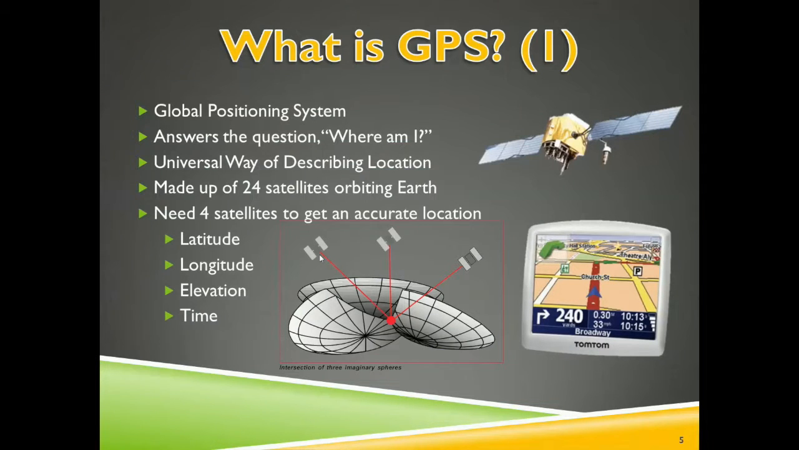Now let's talk about GPS. GPS stands for Global Positioning System. GPS answers the question, where am I? This is a universal way of describing location, and the system relies on 24 satellites orbiting the Earth. To accurately describe the position of one location, you need 4 satellites. One satellite handles longitude, another latitude, another elevation, and finally time.